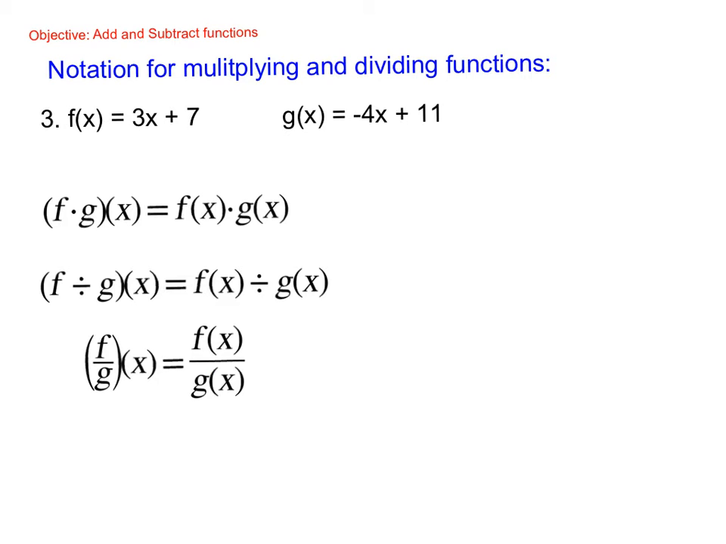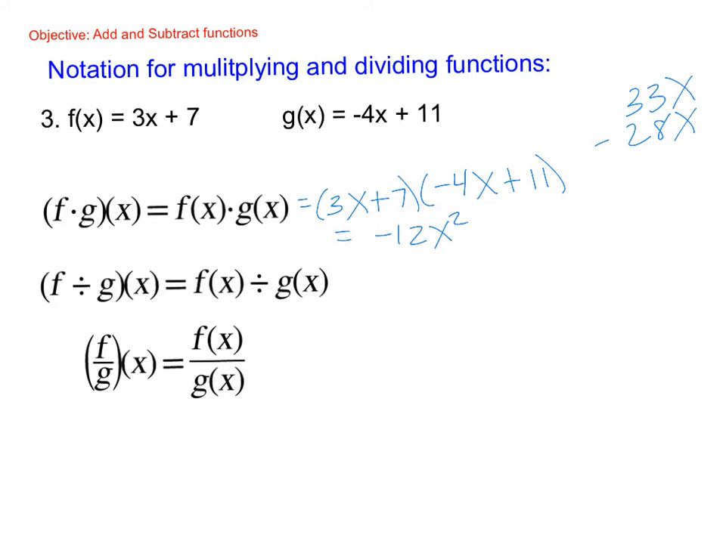So let's write out what we get. So 3x plus 7 times negative 4x plus 11. Let's see what we get. Negative 12x squared. Let's see, I get 33x and negative 28x. So that's 5x plus 77. Done.